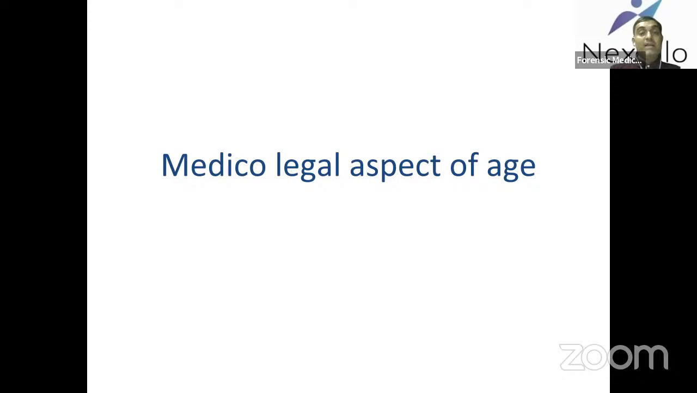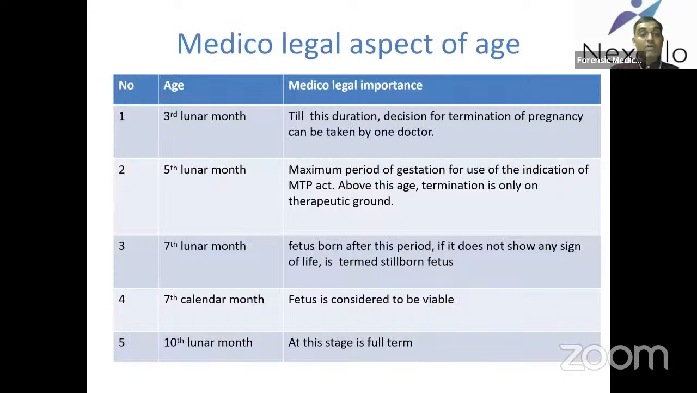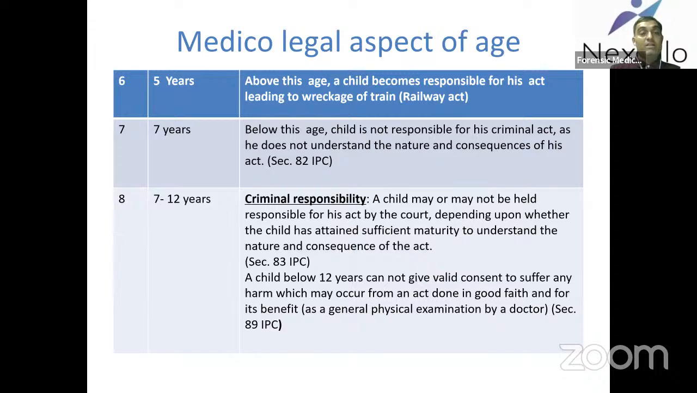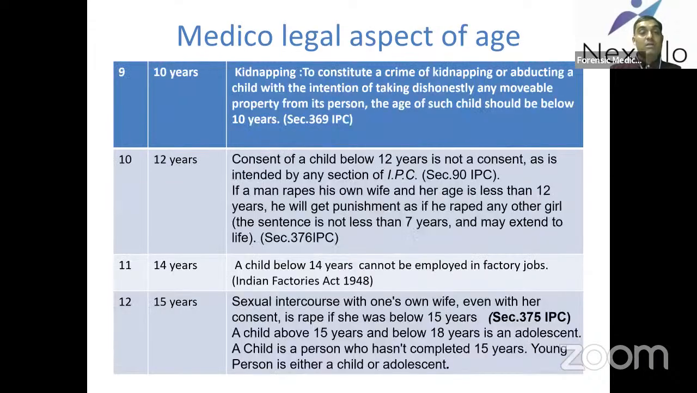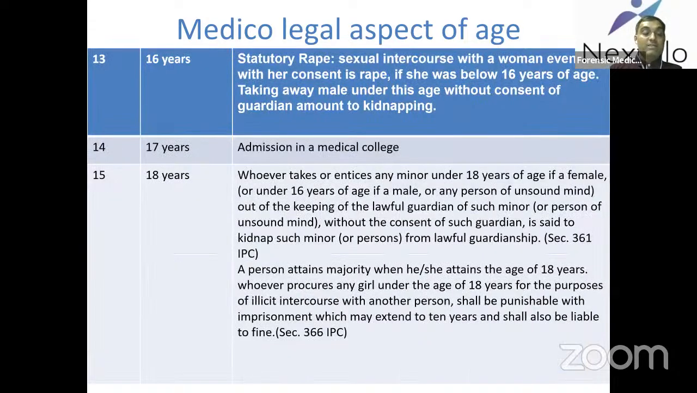Okay, so hopefully you have understood this from the third lunar month to 7 years, 7 to 12 years, then 10 years, 12 years, 14 years, 15 years of medical aspects of age, 16 years, 17 years, and 18 years also we have seen. So almost each and every age group we have seen. We have understood which X-rays are very important to be taken for the joints. We have also seen the appearance and the fusion of different epiphyses.